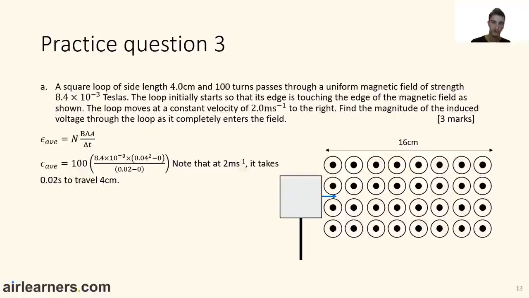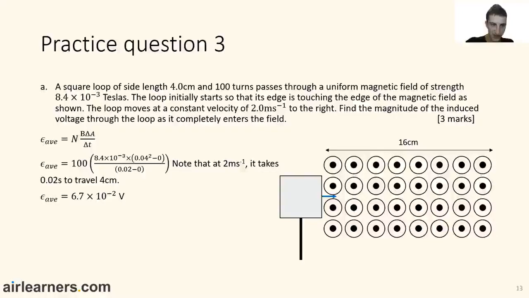So that's the 0.04 squared. The magnetic field is there, 8.4 times 10 to the negative 3. The change in time, so the time it takes to travel 4 centimeters at 2 meters per second, is 0.02 seconds. And the number of turns we have is 100. So if you put that all into the formula, you get 6.7 times 10 to the power of negative 2 volts. Remember, the unit for induced voltage is still volts.